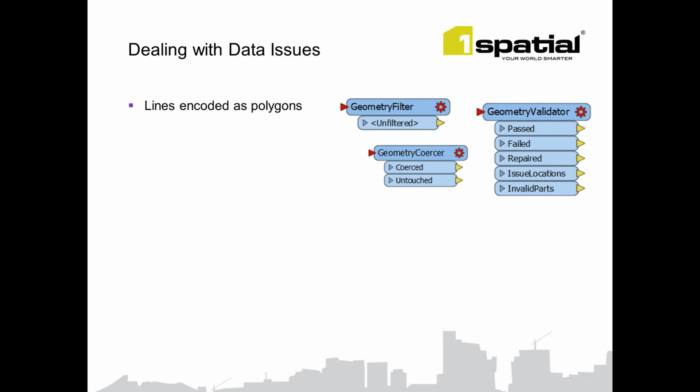And actually, in reality, it's rarely as simple as that. From working with customers, we know that there are always data issues that need to be dealt with, no matter what the data set. But FME can help you with that too. Some issues you might get are things like lines being encoded as polygons, and then you can use things like the geometry validator and geometry coercer transformers in FME to help you with that.